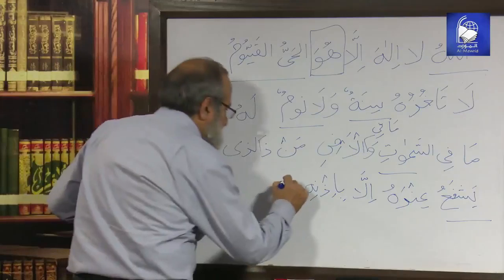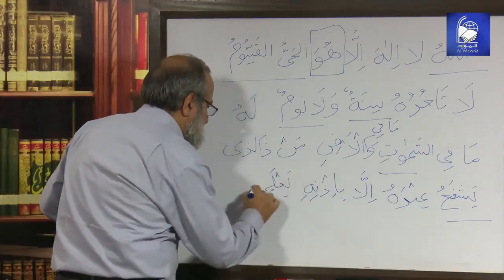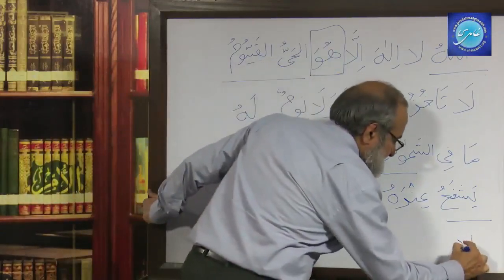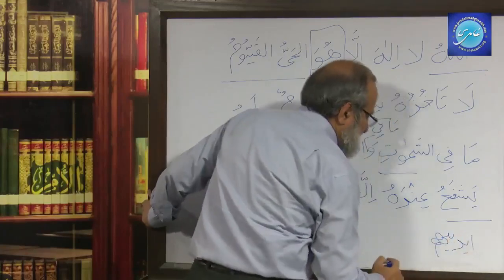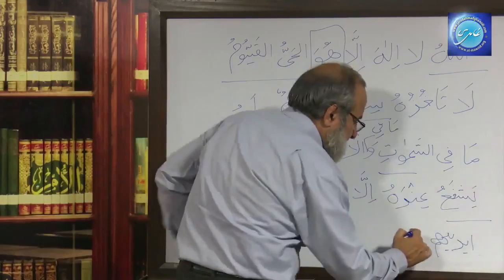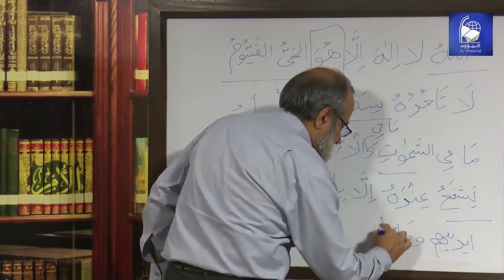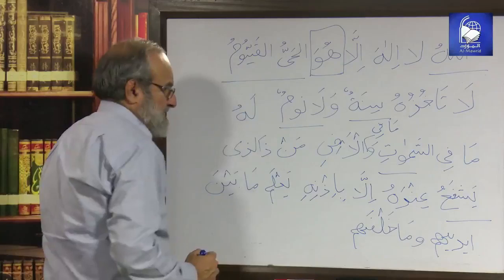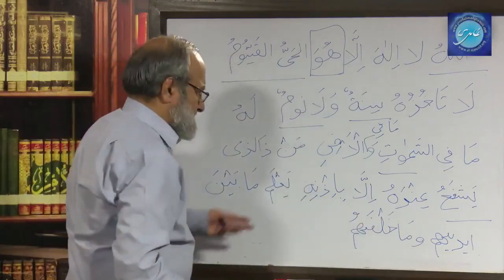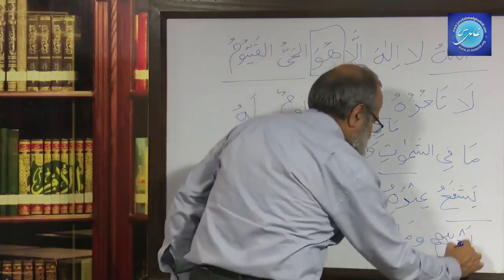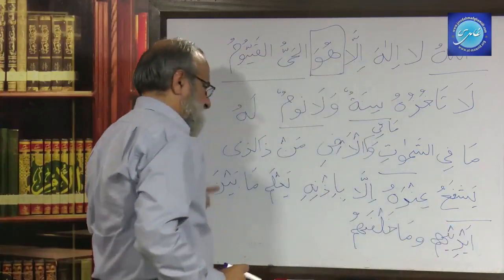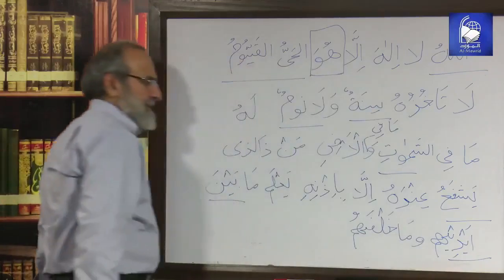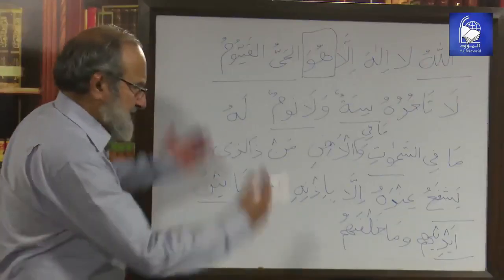Yashfa'u indahu illa bi-izni. Ya'lamu, he knows. Again a verb. Ma bayna aydihim, whatever is in between their hands, that is before them, right in front of them, wa ma khalfahum, and what is behind them. Ya'lamu ma bayna aydihim wa ma khalfahum. Here, again, this aydi is there, and bayna is there. Okay, I would say that as yet we don't know much about it, although some of you might try to figure it out. I'll just leave it up to you.